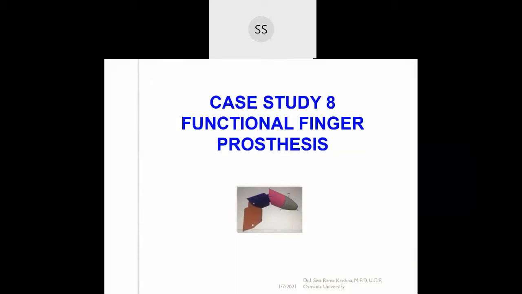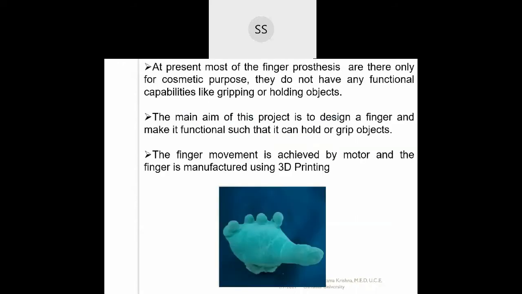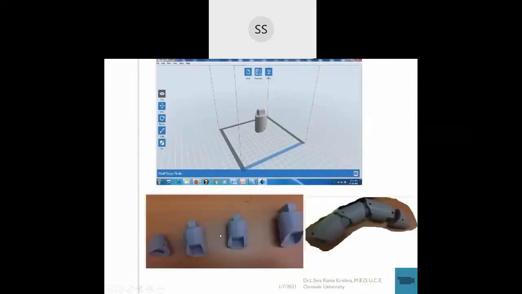There is another very small interesting case study we have done, a functional finger prosthesis, with our BE student Shashank. During his summer internship, he has done this work. So you see, finger prosthetics are there only for cosmetic purposes. The main aim of this project is to design a finger and make it functional such that it can hold or grip objects. The finger movement is achieved by a motor and the finger is manufactured using 3D printing. So for such cases, you have to make a full finger.